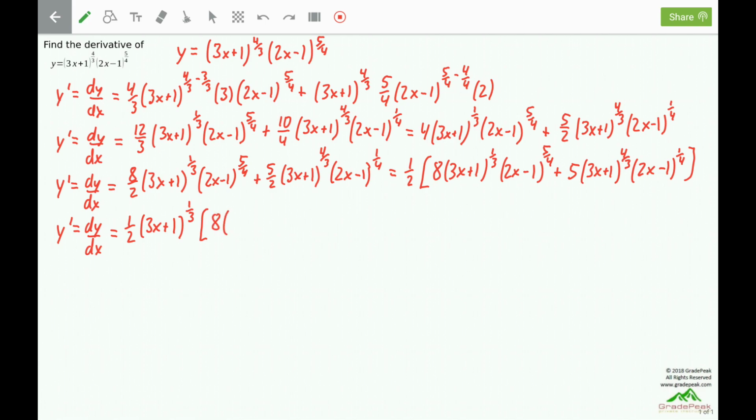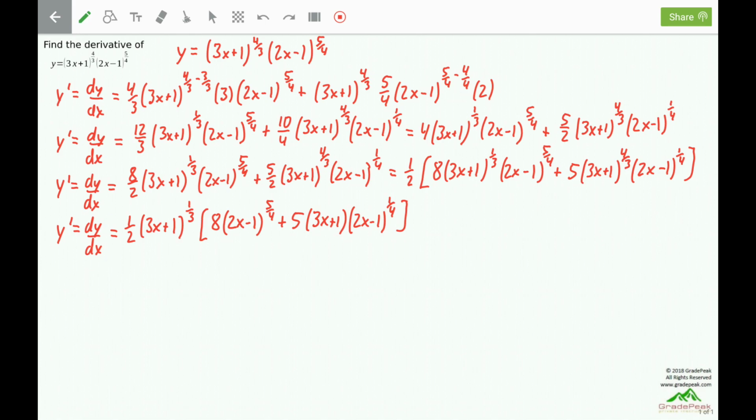And 8 times a 2x minus 1 raised to the 5/4 plus a 5 times a 3x plus 1 to a 4/3 minus 1/3, 3/3 are just 1 power. And then we have a 2x minus 1 to a 1/4.